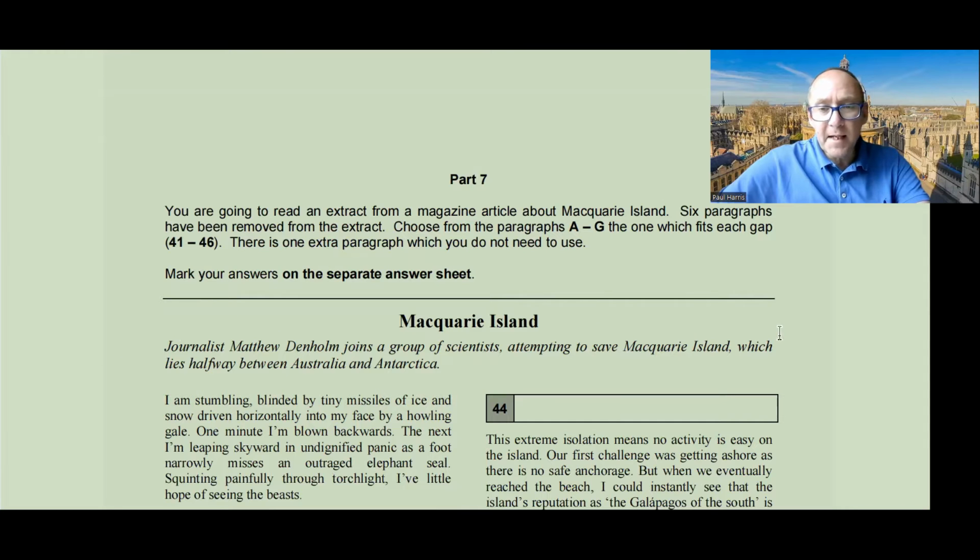having a look through the beginning, the introduction, because that will give you information about what the text is about. So let's have a quick look through here and see if we can answer some questions about what goes in the gaps. Macquarie Island. Journalist Matthew Denholm joins a group of scientists attempting to save Macquarie Island, which lies halfway between Australia and Antarctica. So we know it's about this island. It is pretty much in the middle of nowhere. In between Australia and Antarctica is not very much, apart from this particular island. So isolation might well be a theme for this particular text.